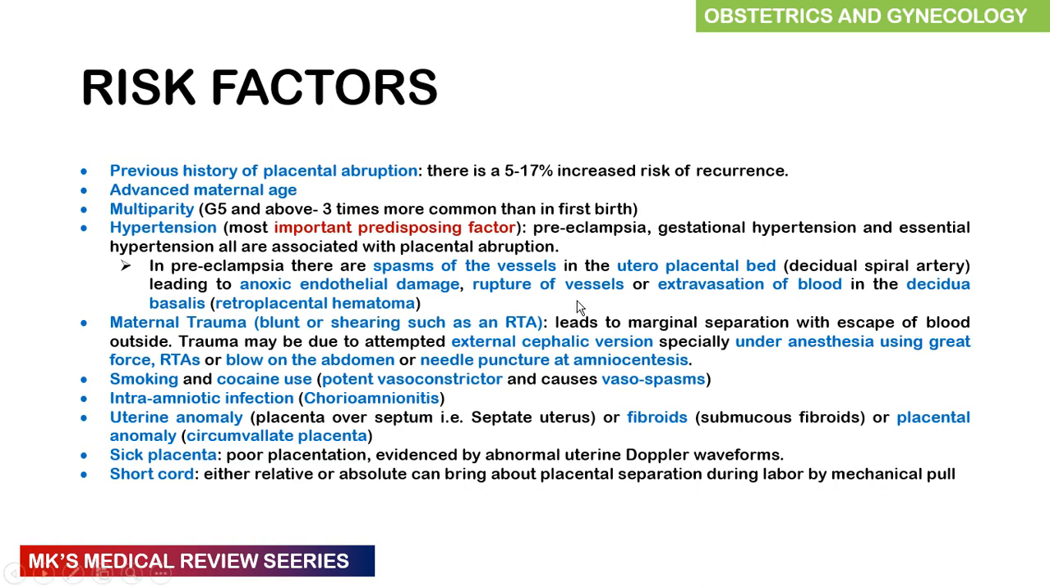It's going to lead to rupture of blood vessels, extravasation of the blood into the decidual basalis, and this is obviously going to form your retroplacental hematoma. Maternal trauma is another significant risk factor. It could either be blunt or shearing trauma, such as in an RTA. This obviously leads to a marginal separation with escape of blood outside.